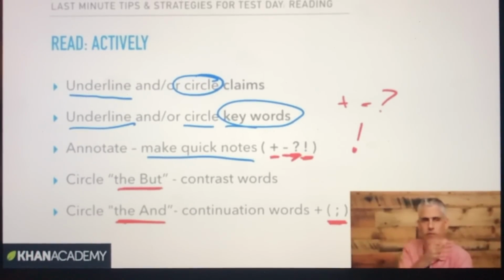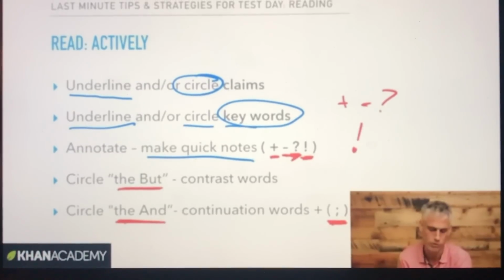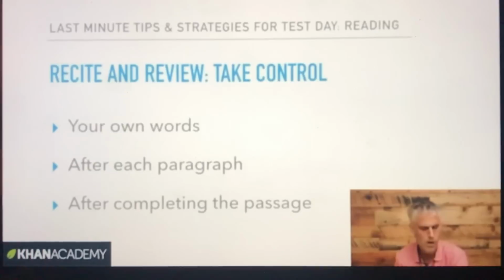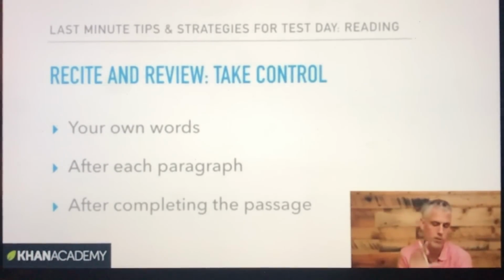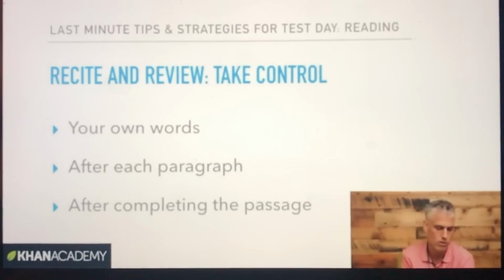So if you don't understand the first time, maybe the second time it'll be more straightforward. So a semicolon is also a form of an "and." Okay, so that was the reading. That was active reading.